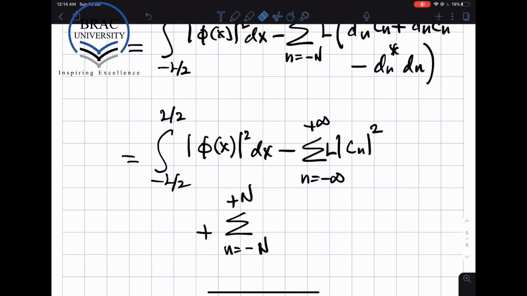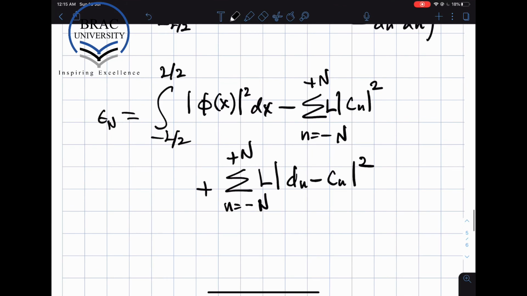I made a mistake here. This should be from minus big N to plus big N. All right, so here, we have a factor of L, and then we have dn minus cn mod squared. All right. So this is my error function.